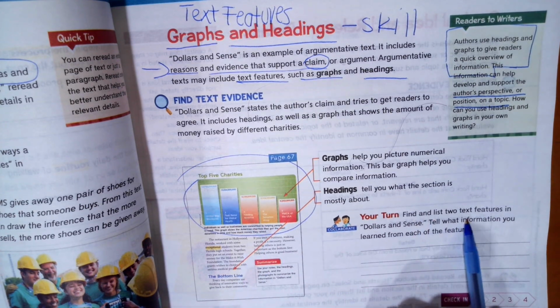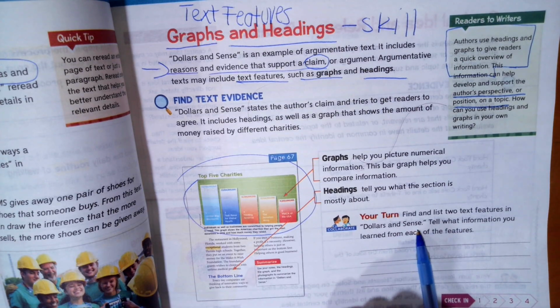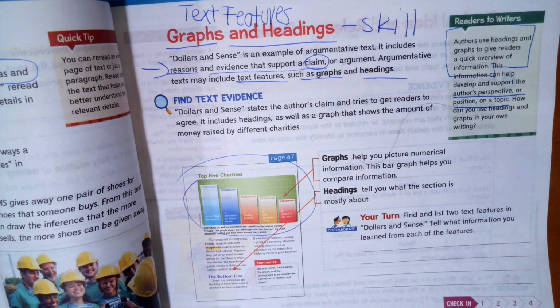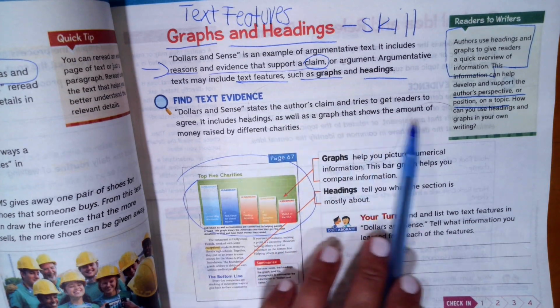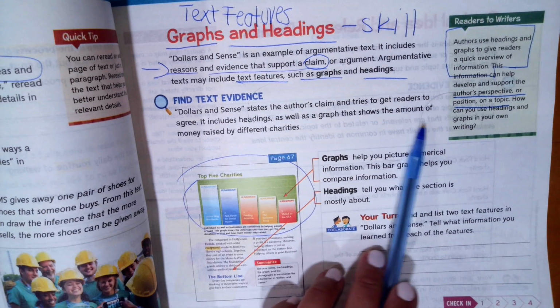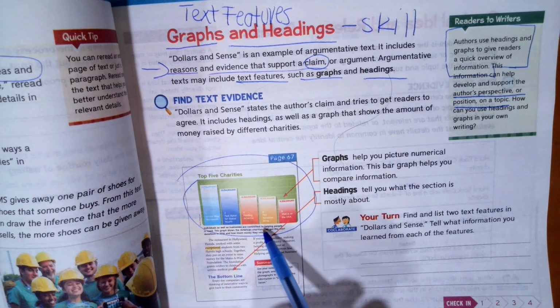Find and list two text features in Dollar and Cent and tell what information you learned from each of these features. So to answer this question, it says, it tries to get the readers to agree. It includes headings as well as a graph that shows the amount of money raised by different charities.